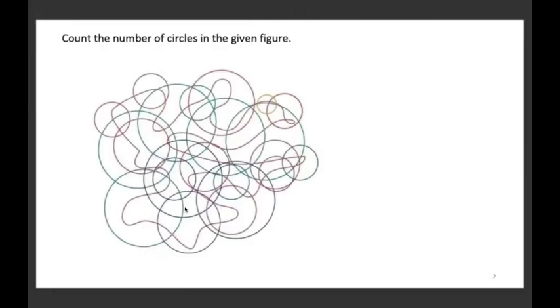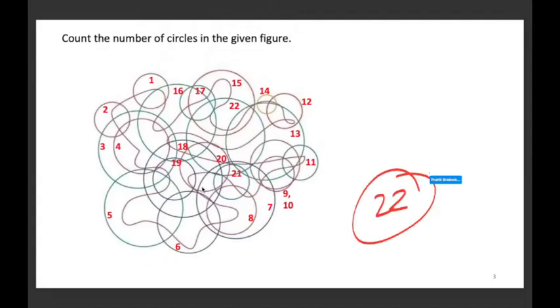Yeah, so this is the first question. You're given here a graphic showing a number of circles in the figure. You have to identify the count. You have to count the number of circles that are there in this figure. Okay. So these are all the 22 circles that are there in the figure. Yeah, this is the last one, 22nd. The total number of circles that are there are 22 in this figure. We'll move to the next one.